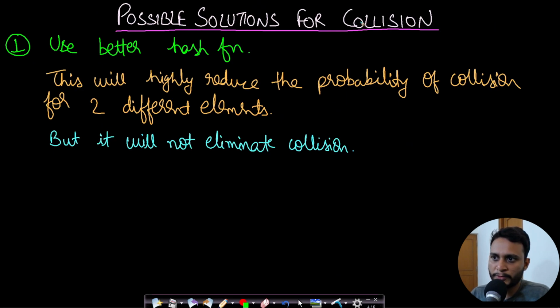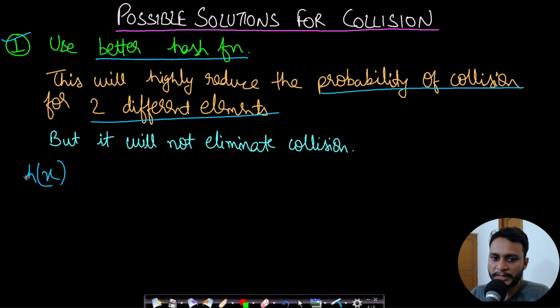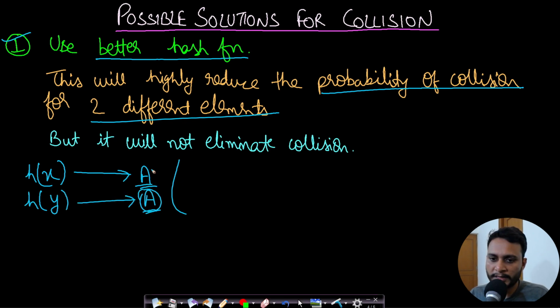So some of the possible solutions for collision are, the first one is to use a better hash function. So what will this better hash function do? If we use a better hash function, then it will reduce the probability of collision for two different elements, right? Let's say there was element x, you had applied the hash function on x and the output was a, and you had also applied the hash function on y and the output was still a, and the probability of getting both these hash values the same for different input values is, let's say, 50%.